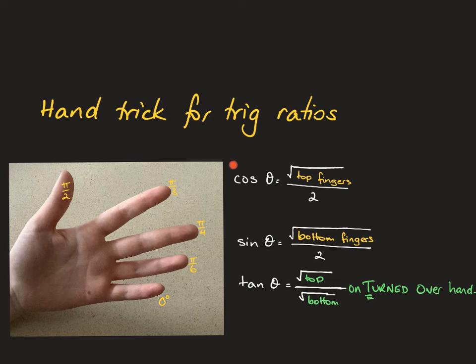And so the rules that we use for finding cos and sine and tan are these formulas here, where we talk about the square root of the number of top fingers, the square root of the number of bottom fingers, and then for tan we turn our hand over and we do the square root of the top fingers divided by the square root of the bottom fingers. You're probably thinking, what on earth? So let's have a look.